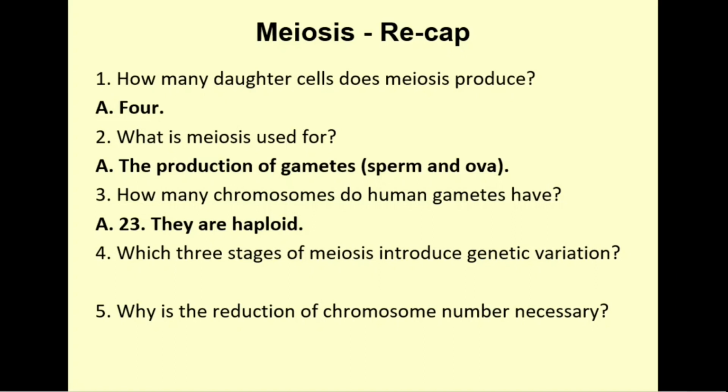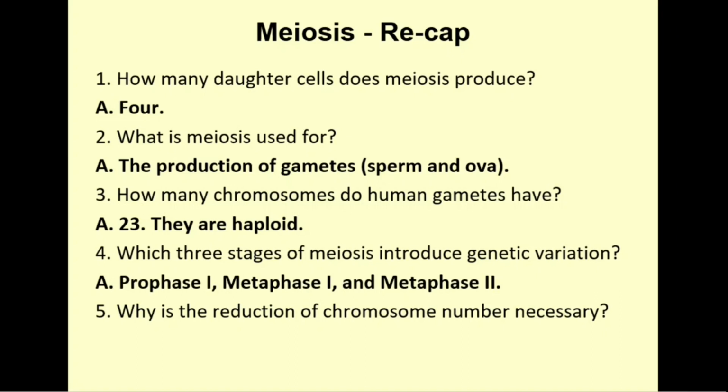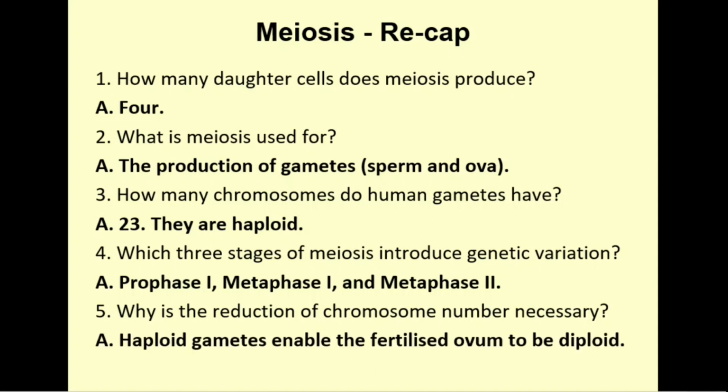And number 4, which 3 stages of meiosis introduce genetic variation? Well, they are prophase I, metaphase I, and metaphase II. And then number 5, why is the reduction of chromosome number necessary? And the answer is that haploid gametes enable the fertilized ovum to be diploid. Okay, so we reduce our number of chromosomes by half, which means that our fertilized ovum or our fertilized egg will then be diploid. And then it can undergo mitosis to produce an actual human in our case.